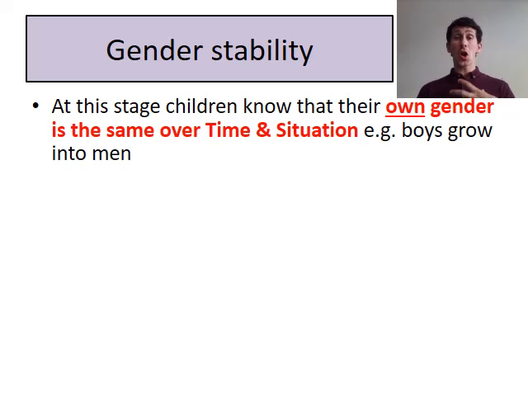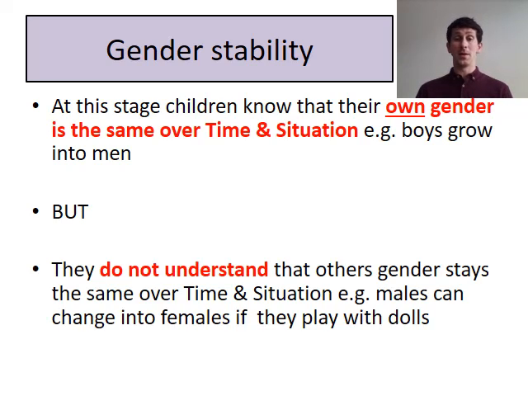So at this stage, children know that their own gender is the same over time and situation. They know that they are a boy, they'll always be a boy. Even if they play with girls' toys, they will always be a boy. Okay? They know boys grow into men. If I'm a boy and I play with a doll, I'm still a boy. But they don't understand the same with other people. Men can change into women if they play with dolls. Women can turn into men if they play with trucks. So they've got an understanding of their own gender, but they don't understand that other people's gender is also fixed.